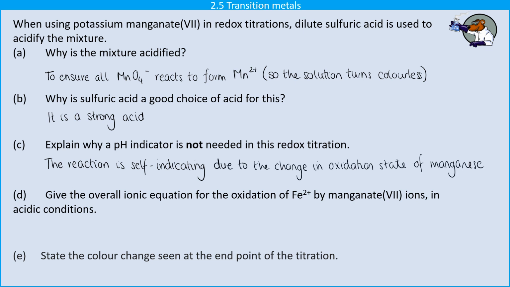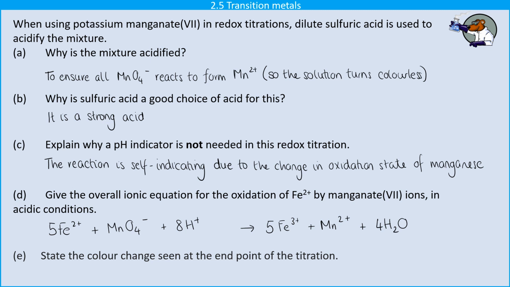Our overall ionic equation is going to have our 5 Fe2+ ions changing to be 5 Fe3+ ions, and that's going to happen because of this single manganate ion changing to make a single manganese 2+ ion. You can see that in the manganate ion we have 4 oxygens, so that's going to need to be balanced by 4 water molecules, and therefore on the left hand side we're going to need 8 hydrogen ions. So that's where our acid comes into play.